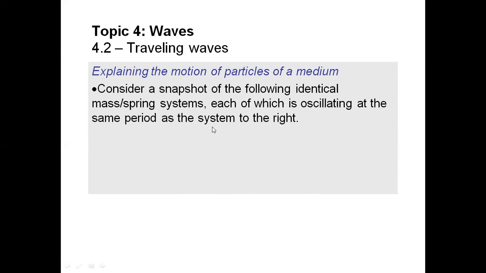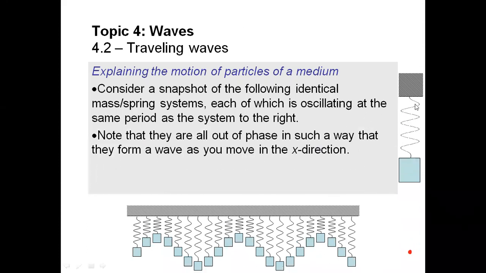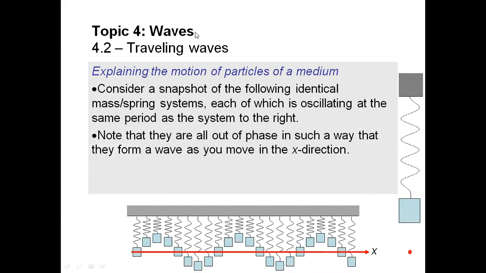Okay, consider a snapshot of the following identical mass-spring systems, each of which is oscillating at the same period as the systems to the right. So let's look. Okay, now we have a mass. It's doing simple harmonic motion. So that means it oscillates between two fixed points. Again, the fixed points are what? Here and here.